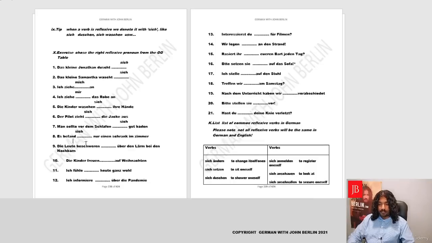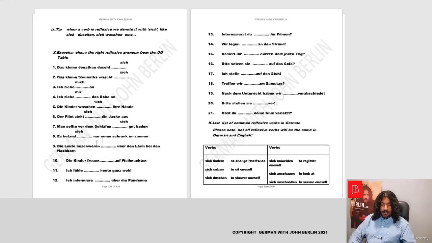Perfect. Die Leute beschweren dash über den Lärm bei den Nachbarn. So the Leute, the people. Now some verbs do not make sense in English when we talk about reflexive. Like I mentioned earlier, not all German verbs would be reflexive in English. Not all English verbs would be reflexive in German. So die Leute beschweren dash über den Lärm bei den Nachbarn. So the people complain themselves about the noise to the neighbor.